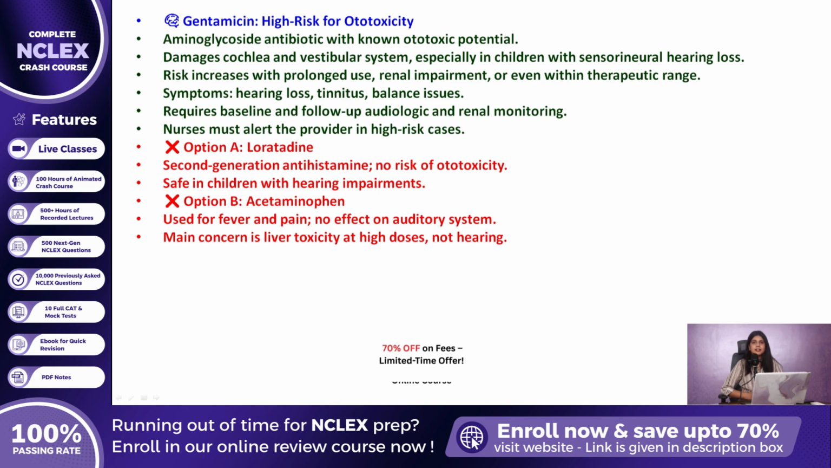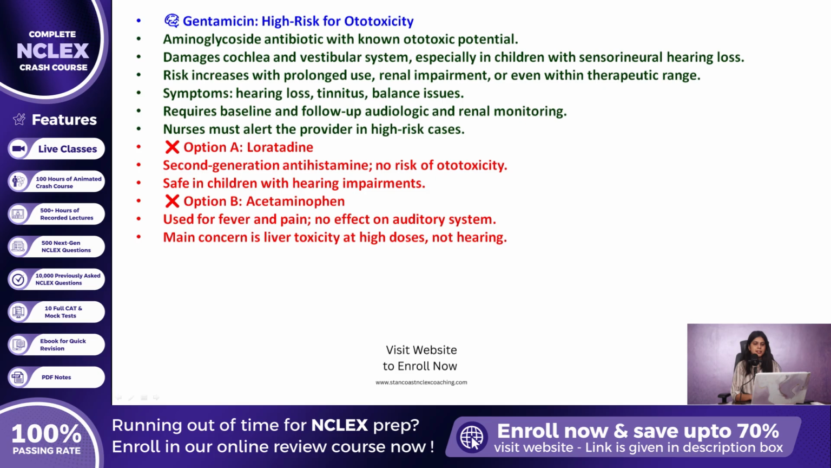Let us now turn to option B, acetaminophen. This widely used antipyretic and analgesic is a staple in pediatric medication regimens. It works centrally to relieve pain and reduce fever, but has no known effects on auditory structures. While liver toxicity can occur if the dosage exceeds recommended limits, particularly in chronic or accidental overdose situations, hearing loss is not among its side effects. It remains safe to use in children with hearing impairments as long as dosing guidelines are strictly followed. Nurses must be able to separate systemic organ concerns, like hepatic injury, from sensory risks, like ototoxicity, and acetaminophen does not fall into the latter category.